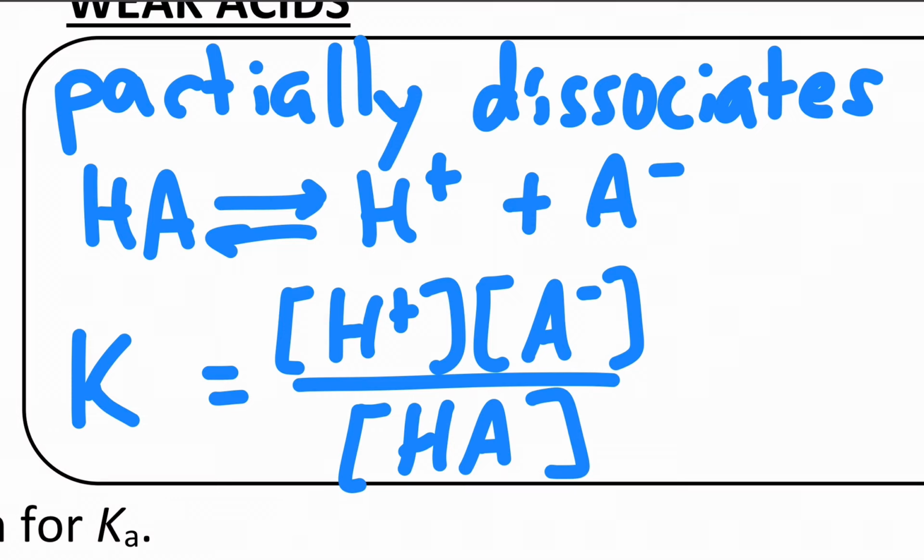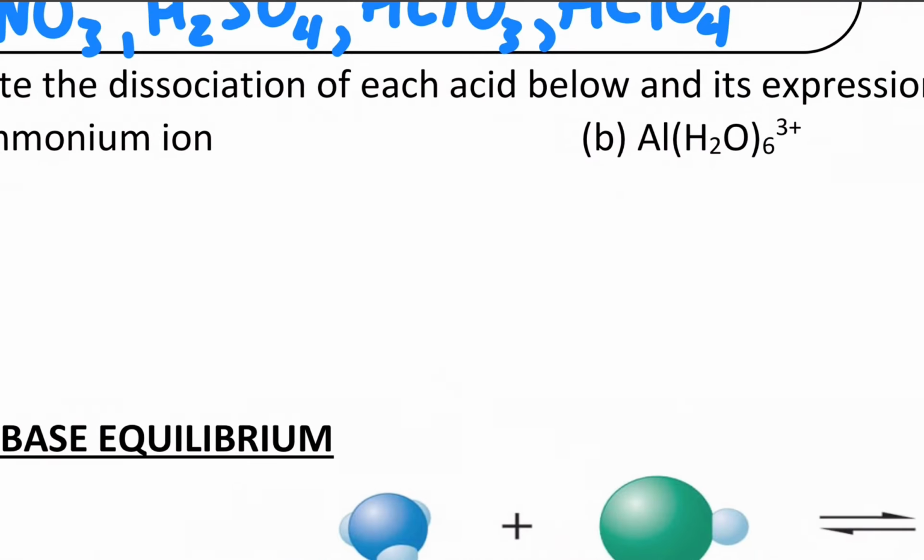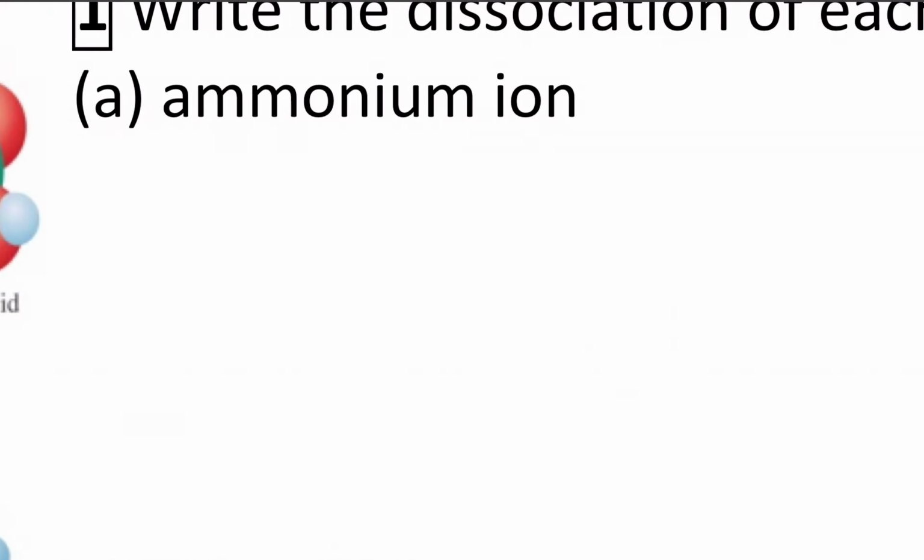This is an equilibrium constant like anything else, but because it has to do with acids, it gets its own property. We call them Ka, acidity constants, or acid dissociation constants. So let's practice that right now. For each of these, we're going to write the formula of the acid and then show its dissociation and its Ka expression. Starting with ammonium. Ammonium is the polyatomic ion NH4+.